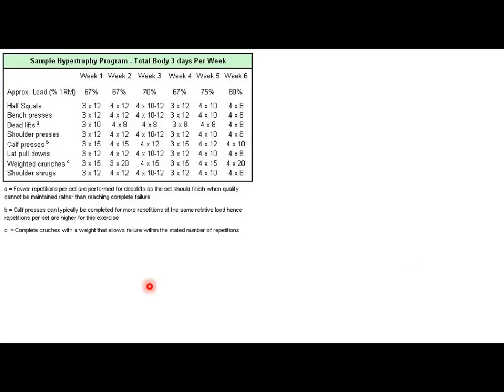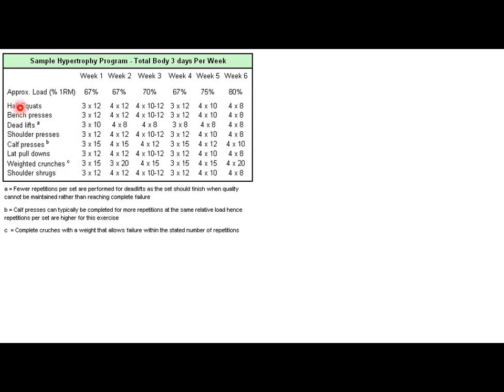Any of those total body power movements. So if you take a look at this example here, the only thing I really want you to focus on for this table here are the exercises right here. Don't look at anything else. So he's got half squats, bench presses, deadlifts, shoulder presses, calf presses, lat pull downs, weight crunches, shoulder shrugs. How does that look to you? That look good? Good. It shouldn't.